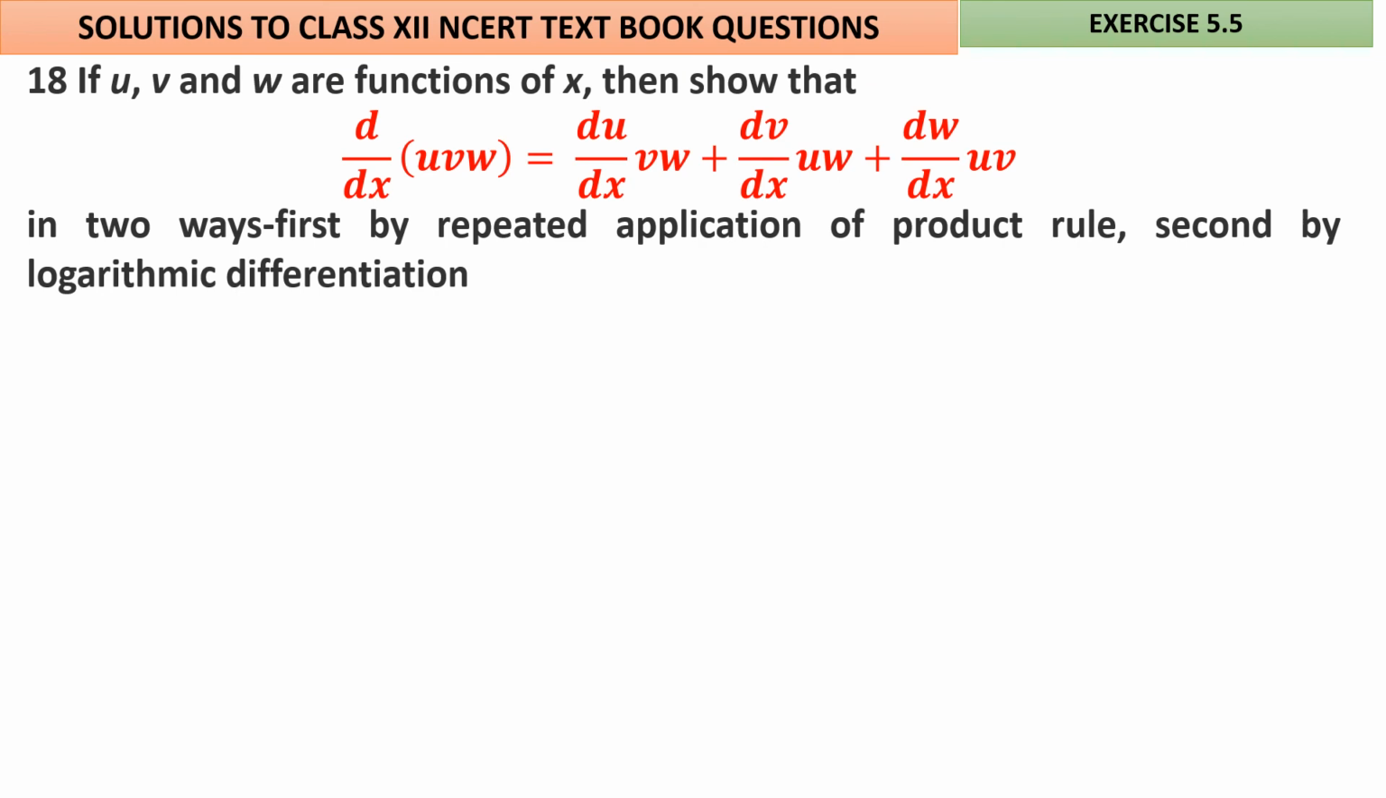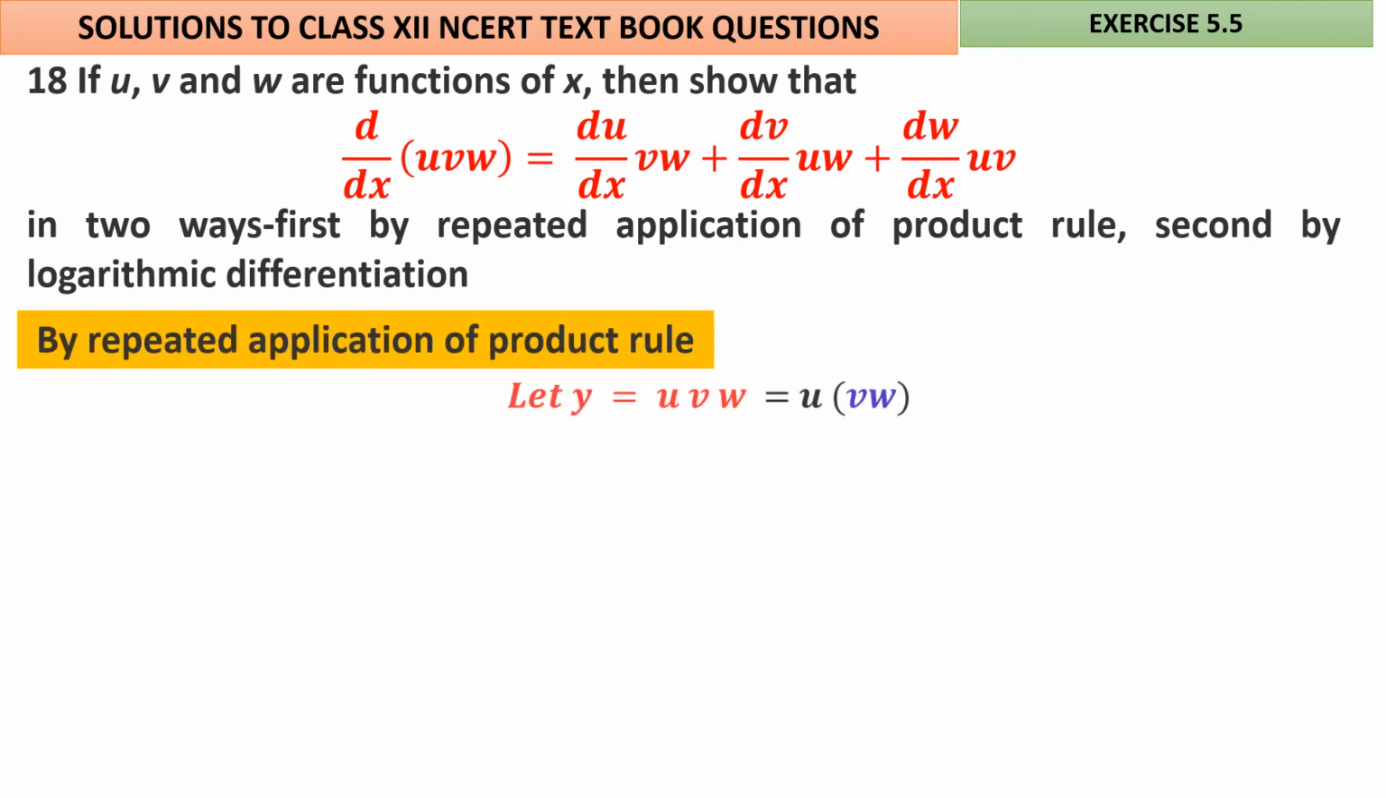Question number 18. You have been given the formula for UVW. Actually, we know this formula for UVW, product of three terms. If u, v, w are functions, show that d by dx of uvw is equal to du by dx into vw plus dv by dx into uw plus dw by dx into uv. We can do it in two ways. First by repeated application of product rule. Second by logarithmic differentiation. Let us try.